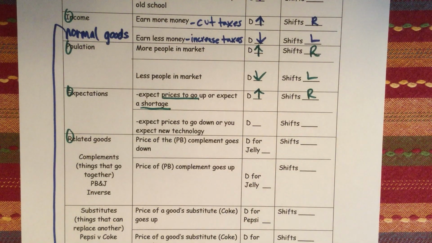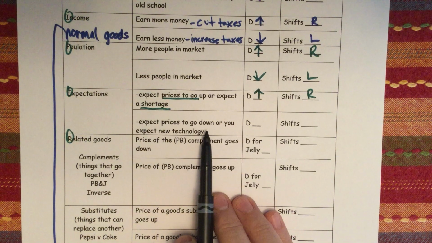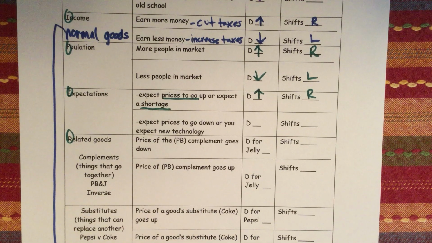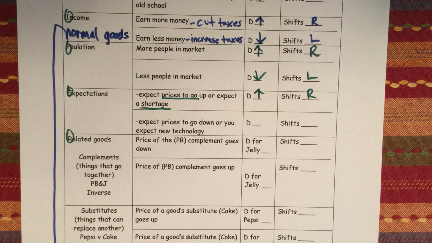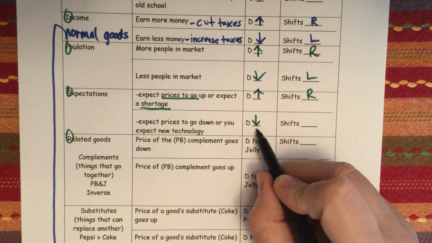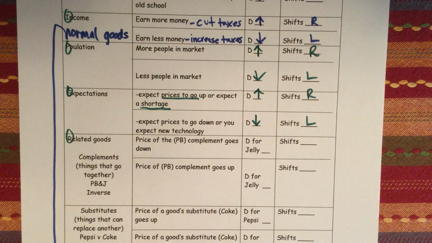If you expect that prices are going to go down in the future, let's say that on Friday all of the gas prices are going to drop to 99 cents a gallon, what are you going to do? You're not going to go out and buy gas right now. You're going to wait until Friday until prices have gone down. The demand is going to go down and it's going to shift to the left.